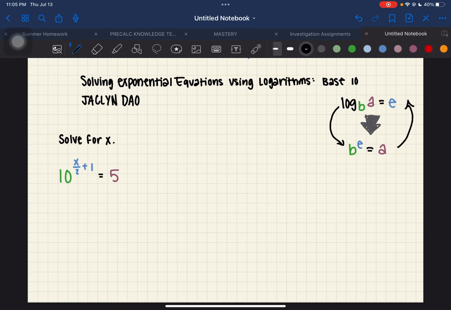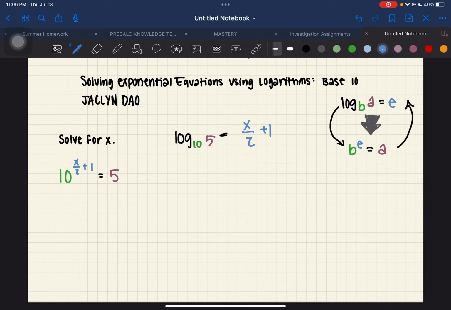All right, so let's start to translate it. Log with the base of 10, because the base here, b, is the constant here in the exponential equation. 5 equals x over 2 plus 1. And I've color-coded everything, and I hope it makes it easier to read.